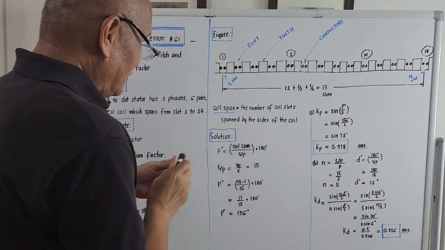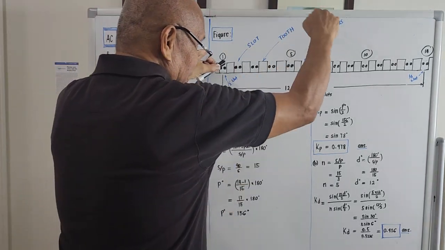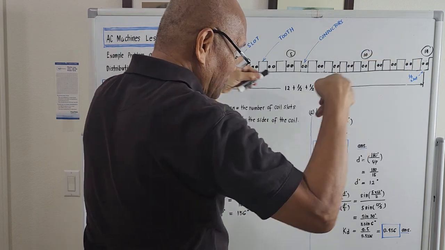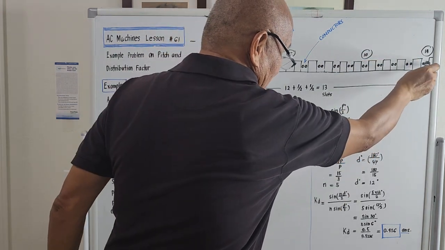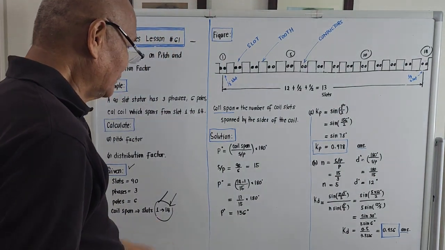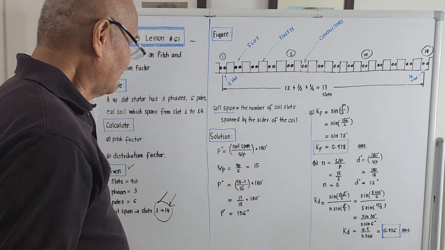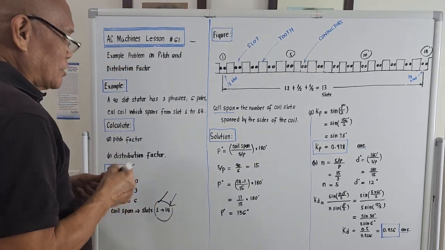Meaning to say, the coil enters slot number 1, goes back, goes in front again, and will enter here. Okay, that's the meaning of the coil span 1 to 14. But it's very critical. I will tell you where I made the error. Okay. Let's try to define first what is coil span.